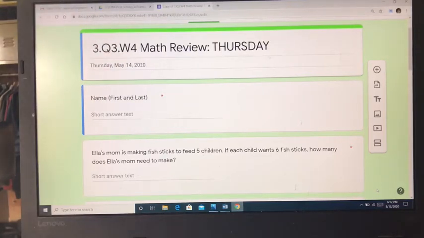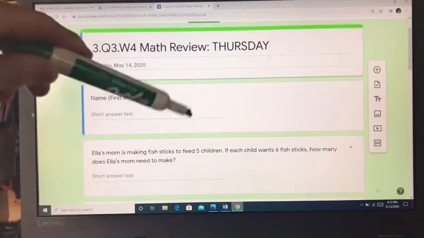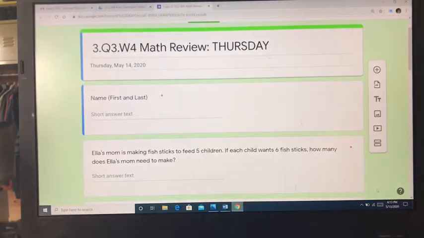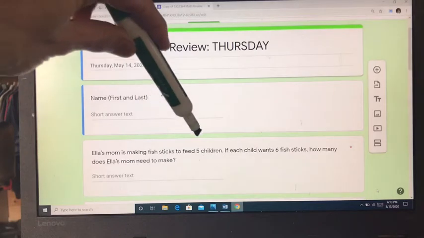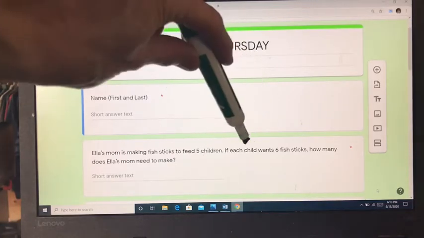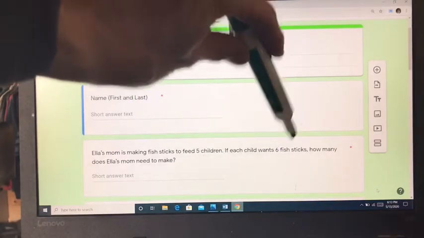Let's look at our first problem. It says Ella's mom is making fish sticks to feed 5 children. If each child wants 6 fish sticks, how many does Ella's mom need to make? So I'm going to read the problem like I did, and then I'm going to look for my numbers, 5 and 6. I know I need to use those two numbers. So I see that it says there's 5 children, so I'll get the picture of 5 children in my mind, and each child wants 6 fish sticks.